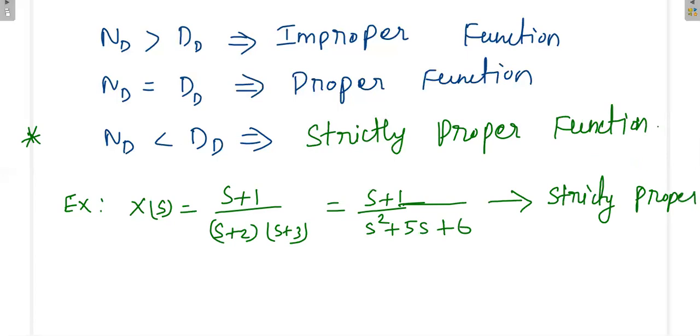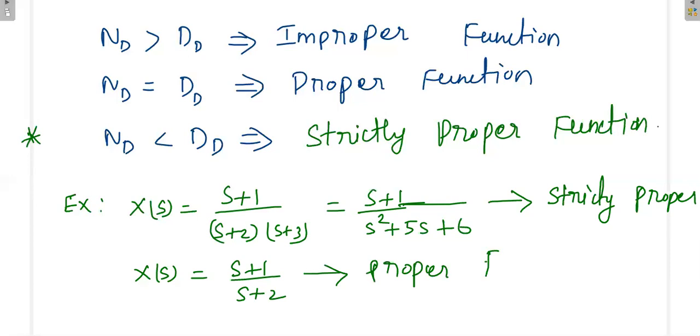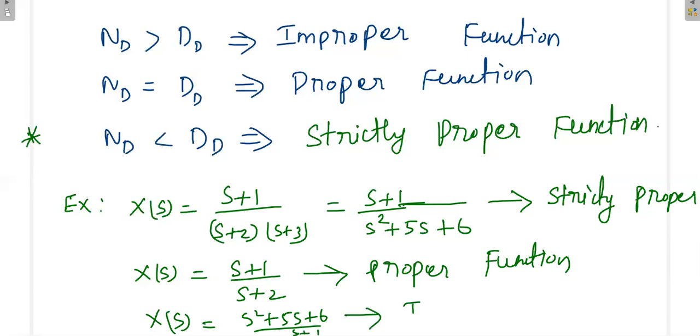The example for a proper function is, for example, s plus 1 by s plus 2. The order of the numerator and denominator is the same, so we call this a proper function. Otherwise, if x of s is given like s square plus 5s plus 6 divided by s plus 1, then we'll call this an improper function.